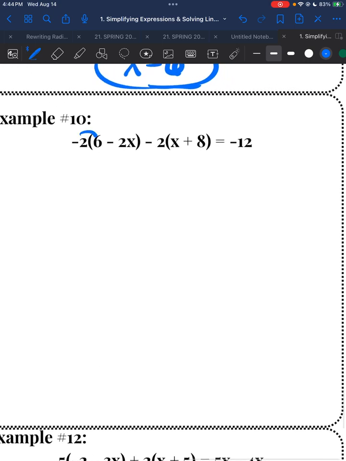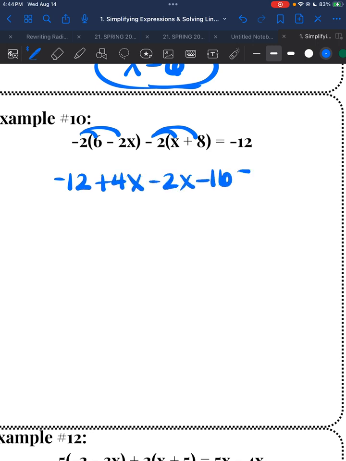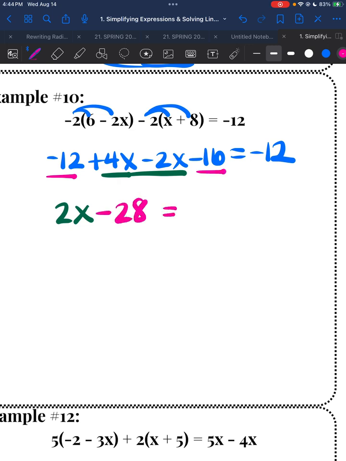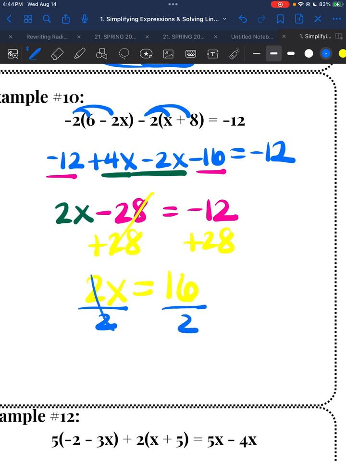Same thing on 10, distribute twice. So here we have negative 12 plus 4x minus 2x minus 16. I can combine these two. 4x minus 2x is positive 2x. And I can combine these two, which gives me negative 28. Now I'm going to move the 28 by adding it, which gives me 16. And then divide by 2. We get 8 for the final answer.